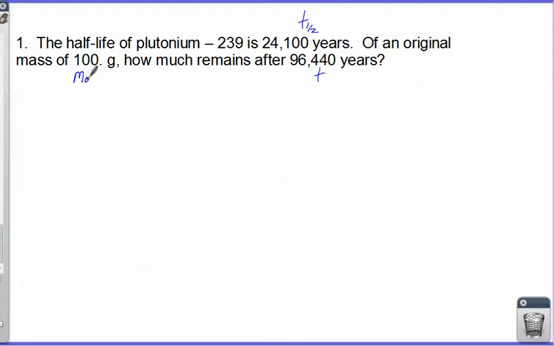So what we're going to end up doing, we're going to first use our N equation to solve for how many half-lives are occurring. So our T is 96,440, that's our total time, and 24,100 years. Notice how my units are matching. You could potentially have a problem where you have hours and minutes, or years and days, or something like that. You just need to make sure your units are matching for this, or else your answer won't work out correctly. So we're going to end up with 4.0016. Usually this is a whole number, so we're just going to leave it at 4. For our N value, 4 half-lives have occurred.